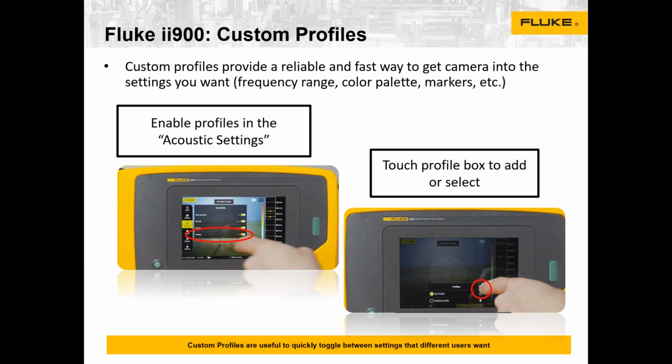So you can change the frequency range. That's what I see most frequently, adjusting that and having it preset, so you don't have to remember what that specific range is in a particular part of the facility. The other thing that you can change is adding color palettes or markers. I don't see that as much, but it is an option. Any of those fine-tuned acoustic settings will all save in the profile as well. So really, it's just a quick way to toggle between settings for either different people or different areas within the facility to make sure that the tool's in the right settings to get the images or videos that you need.